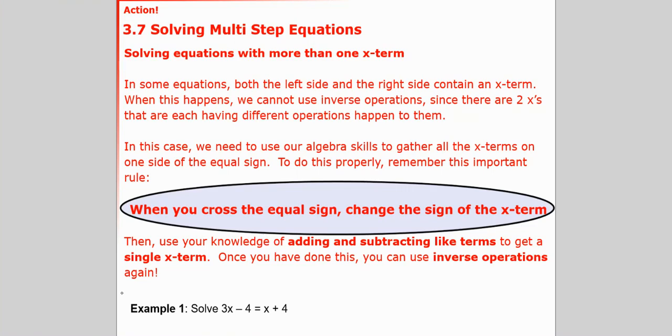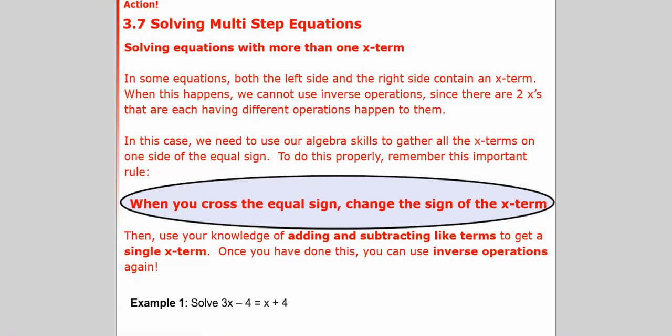When you cross the equal sign, so if you bring one thing across the equal sign, the sign changes. So a positive would change to a negative, or a negative would change to a positive. Once you've done that, then you use your knowledge of adding and subtracting like terms to get to a single x term. Once this is done, you can then finally do your inverse operations that we learned last time.